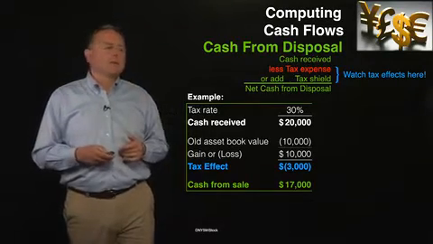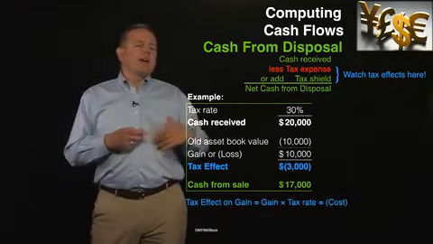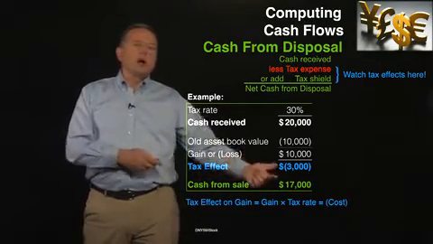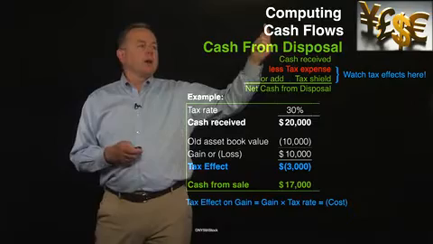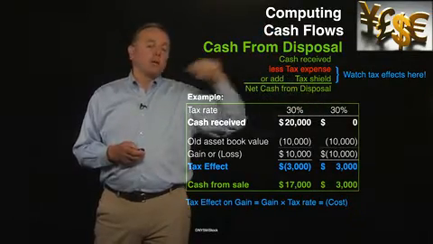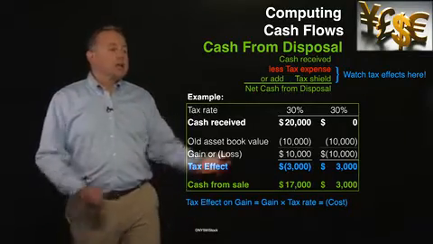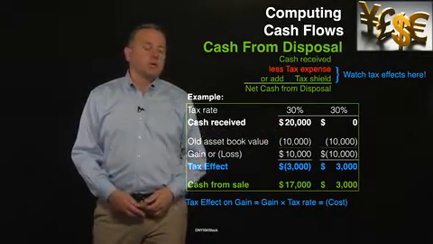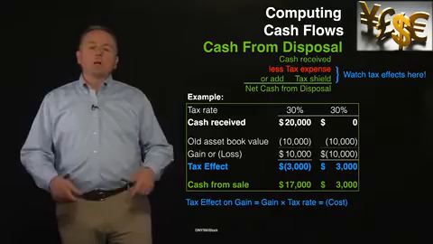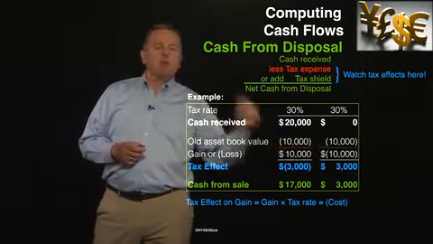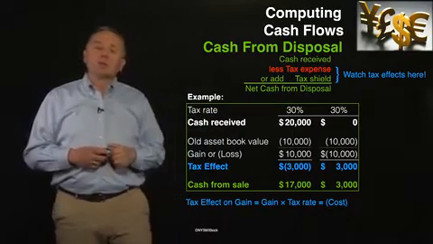Here's the second scenario. Let's assume that rather than having a gain that I'm going to compute a tax cost on, I'm going to have a loss because I'm going to assume no cash received. When I dispose of this thing, I'm just scrapping it. I still have on the books a book value of $10,000, which means when I scrap this thing, when I discard it, I've got a loss of $10,000 rather than a gain. And that's a good thing when it comes to taxes.